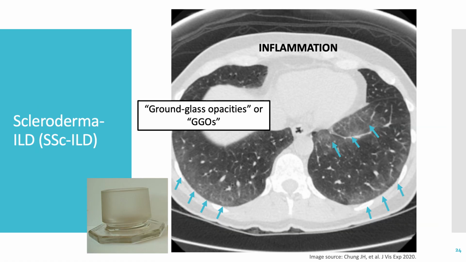This is a patient that has Scleroderma ILD, and what you'll notice on the CT scan are lots of fuzzy gray. This is a predominantly inflammatory CT scan where there are areas of ground glass that have been outlined in those blue arrows for you.